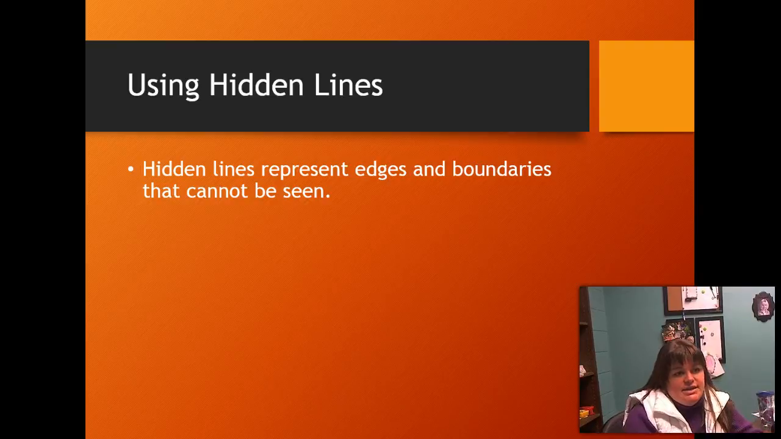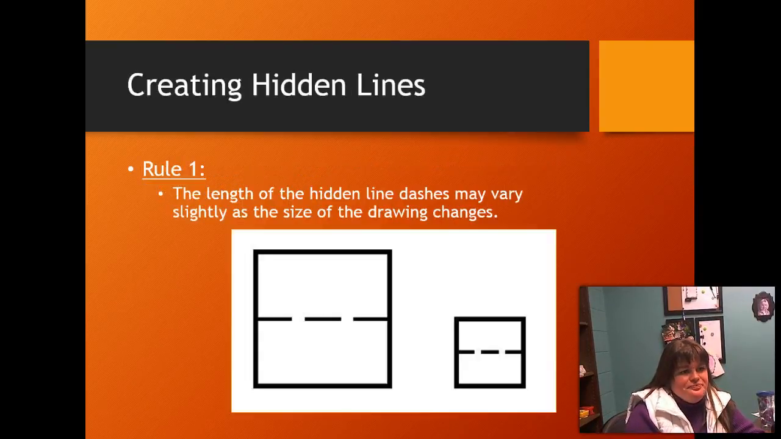First one, hidden lines represent edges and boundaries that can't be seen. We know that, okay? When we create those hidden lines, the sizing between the dashes and the spaces doesn't have to be so many millimeters. It just depends on the scale of what you're doing, okay? So realize if I have a bigger feature, then these dashes are probably going to be bigger. If I have a smaller feature, then the dashes are going to be smaller.